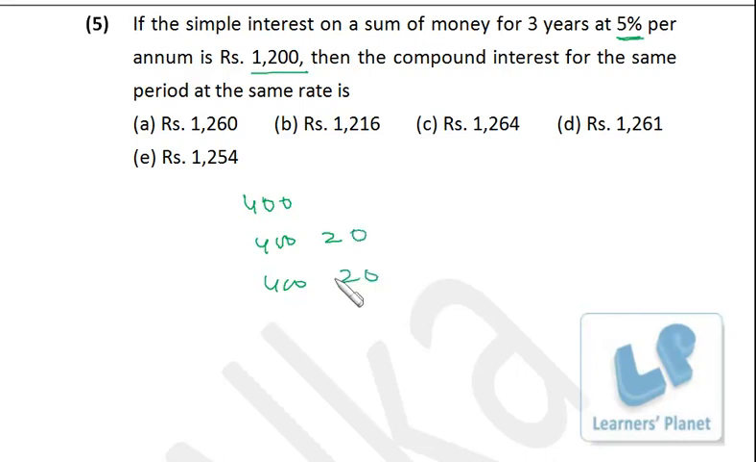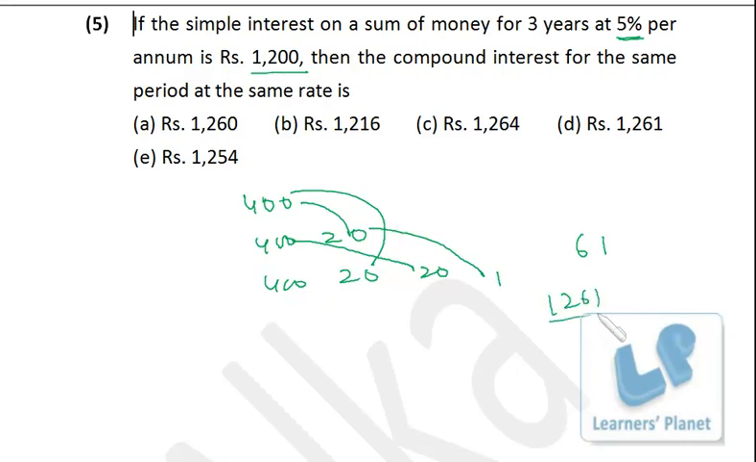For the first year, for the second year, so this is 20 and 20 on this. See, this 20 and 20 is for this. Then we have to take for this, so further 20, then we have to take for this 5% of 20, that is 1. So the difference is 20, 20, 20, 20, 1, that is 61. And if the simple interest is 1200 and the difference is 61, so the compound interest is 1261.